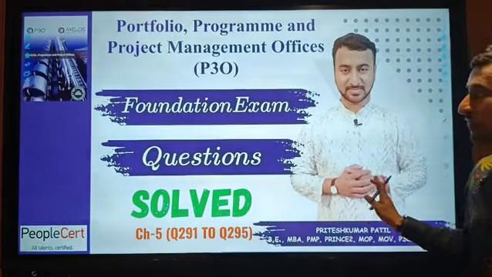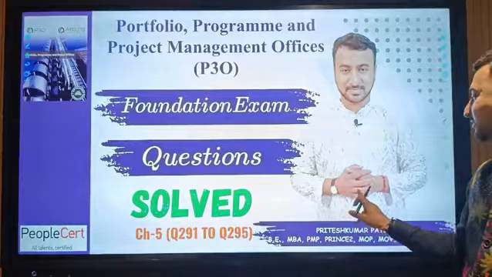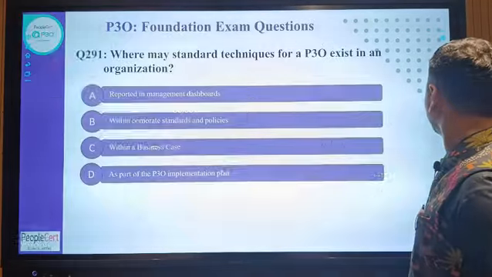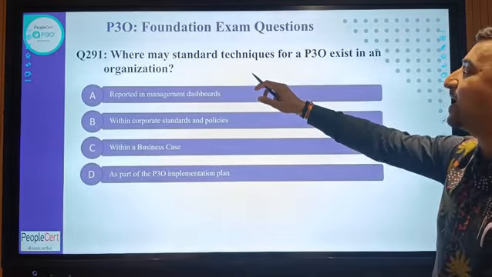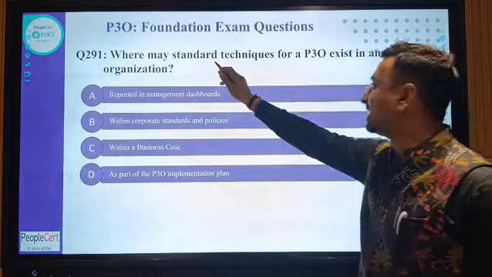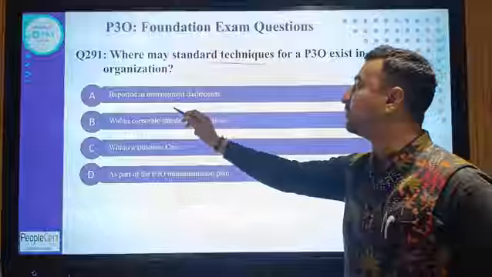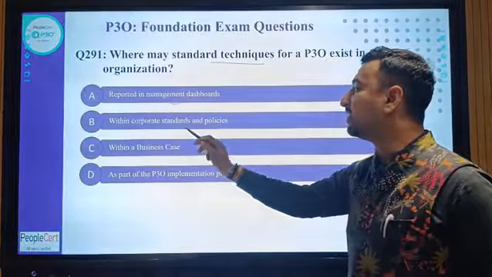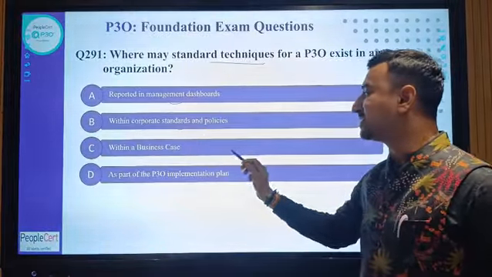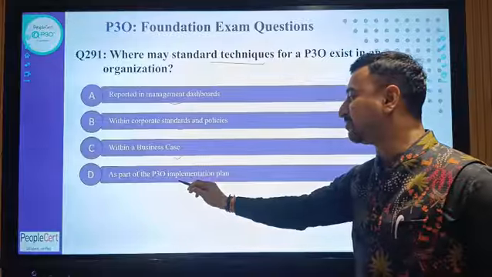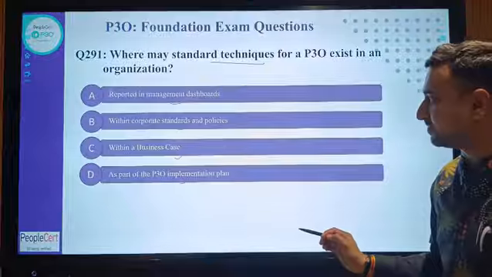Okay, let's solve more questions from chapter 5. Where may standard techniques for P3O exist in an organization? Option A, reported in a management dashboard. Option B, within corporate standards and the policy. Option C, within a business case. And option D, as a part of the P3O implementation plan.